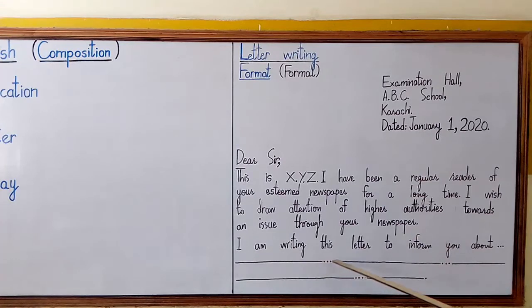I am writing this letter to inform you about. This is the first opening sentence of the second part of the body, which is the purpose or the detail. And then you will mention whatever the purpose you are writing for, any issue you have complained about in your area, or any issue of load shedding, or a heap of garbage in your area. Whatever the issue or the problem you have, you are going to mention here in this part.